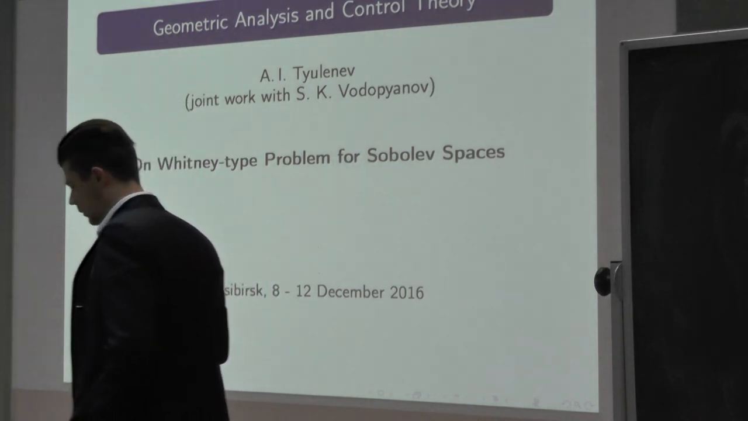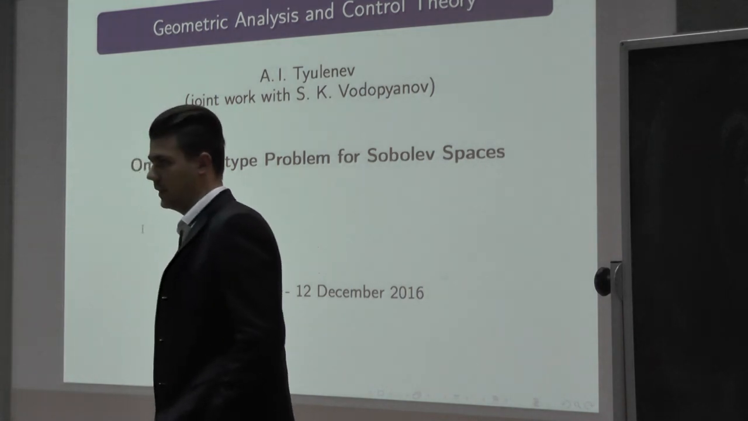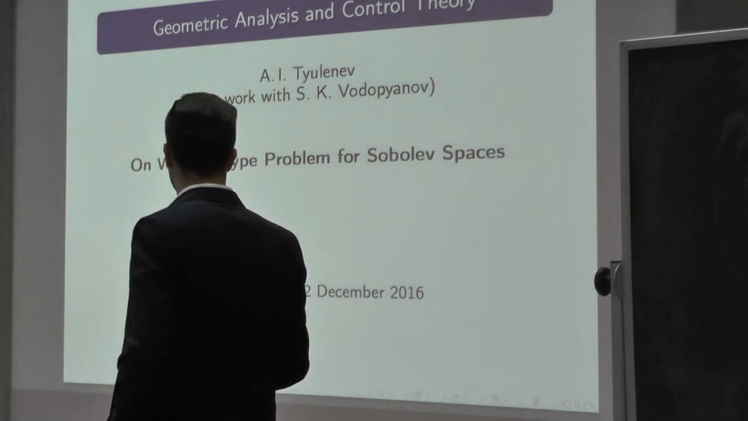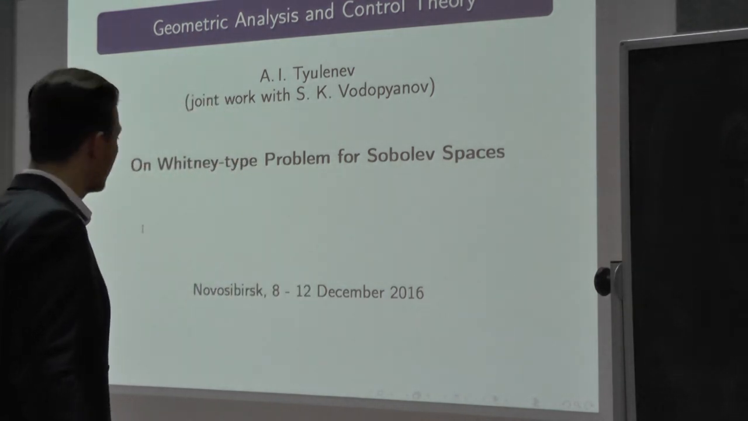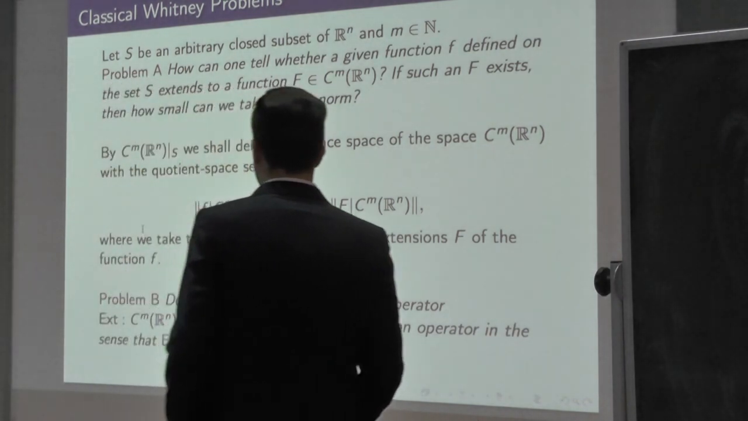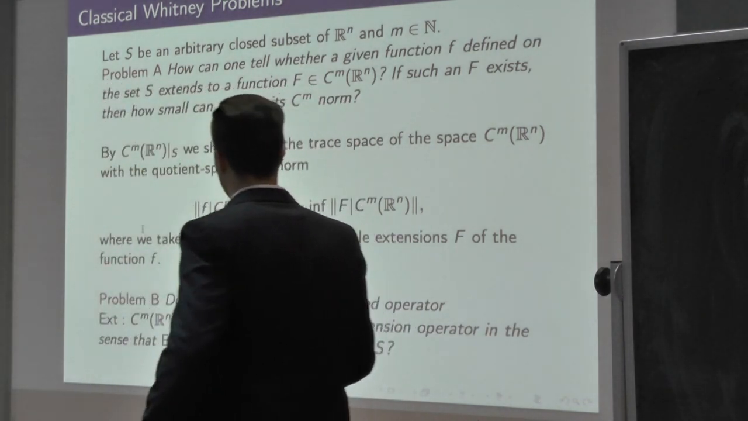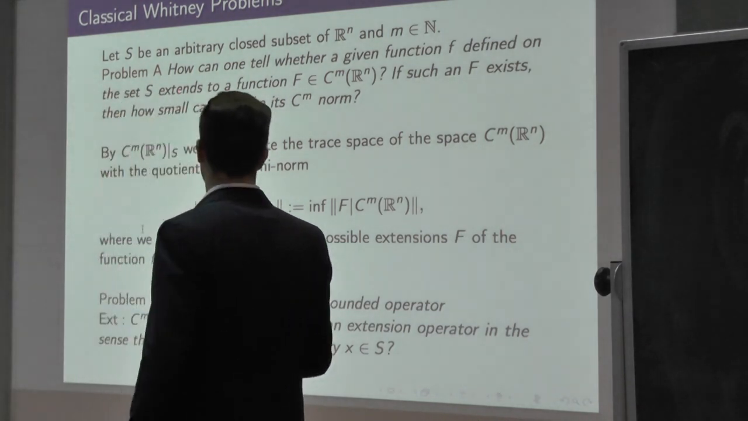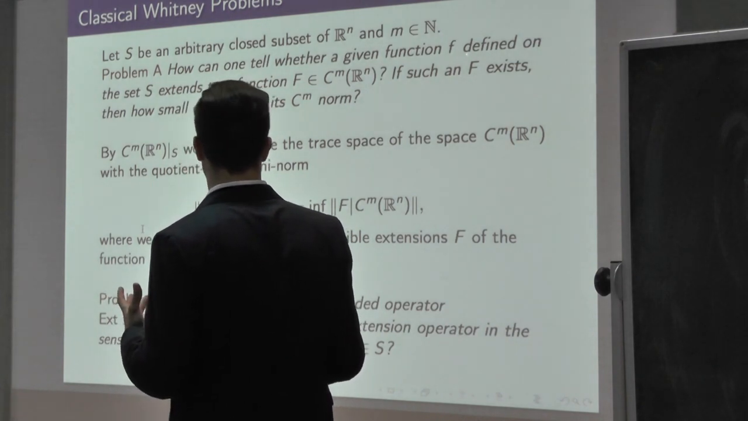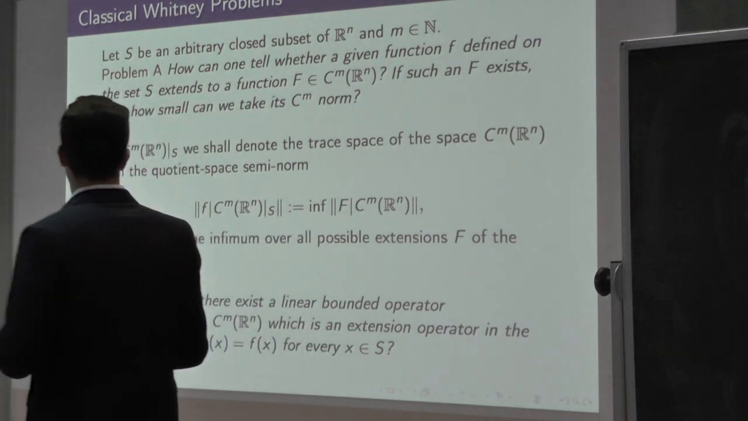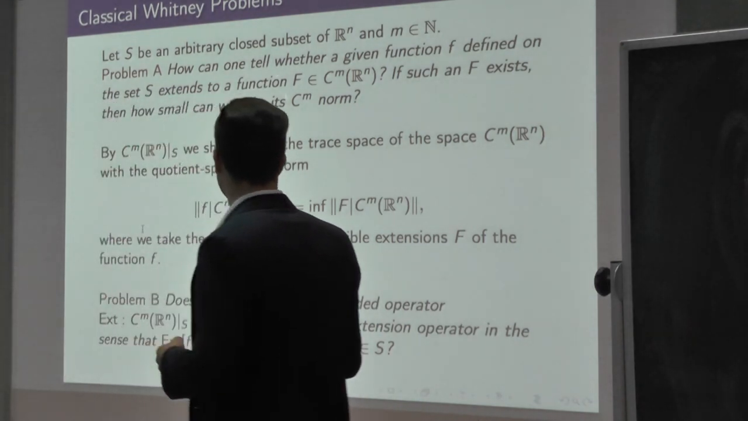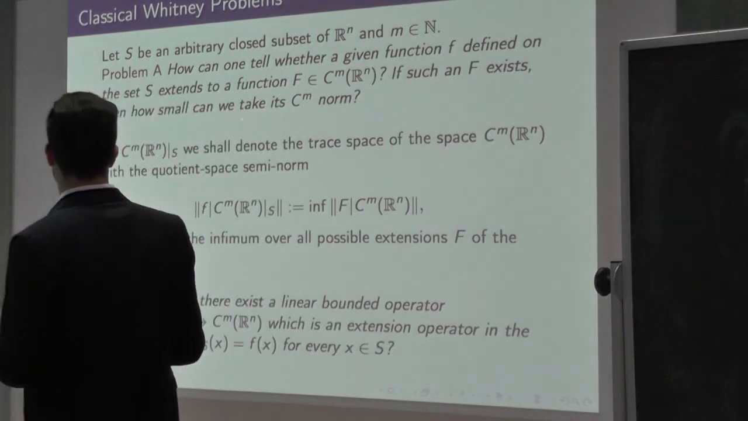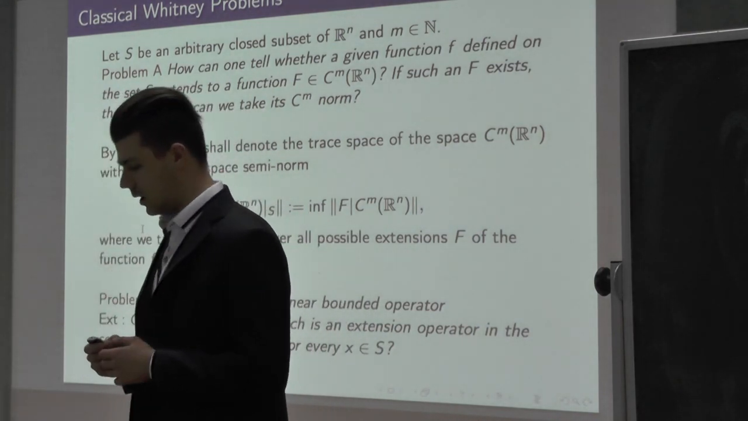My talk will be devoted to the Whitney-type problem for Sobolev spaces, but before we go into details, let me recall the classical Whitney problem. Let S be an arbitrary closed subset of R^n. We consider the following problem, problem A. How can one tell whether a given function f defined on the set S extends to a function F from C^m? And if such an F exists, then how small can we take its C^m norm?